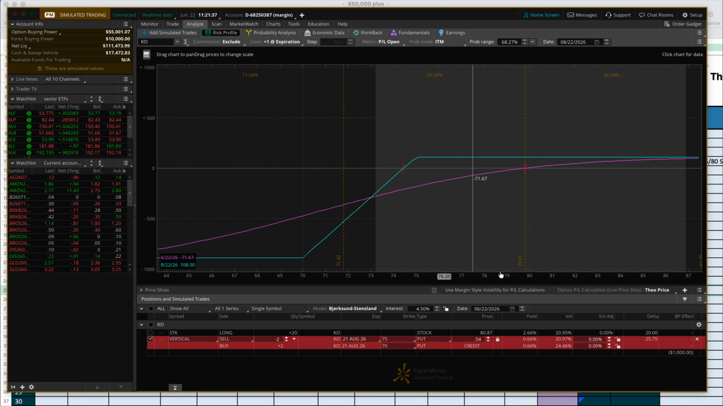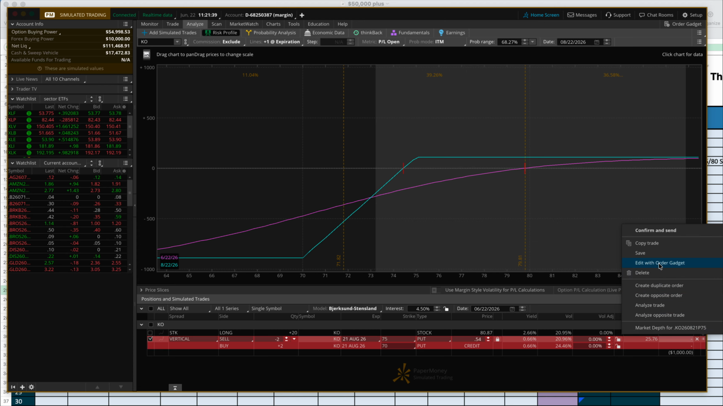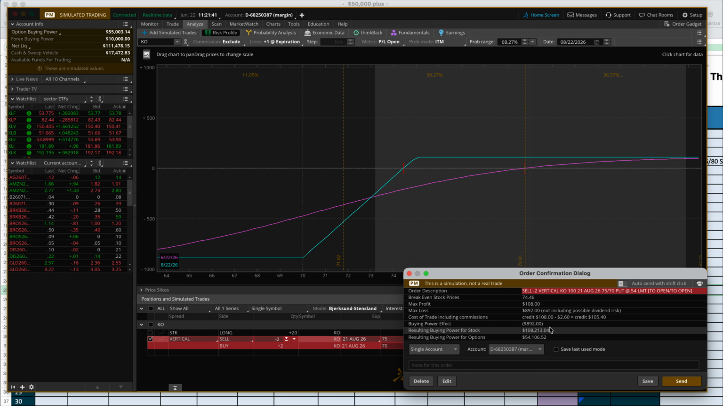Maximum loss is that. If I go and click confirm and send, you can see my buying power. It only takes $892 in my account, compared to if I just sold a straight put at 75, I'd have to have $7,500 in my account. So this is a way of limiting your risk, not using as much money. So making $100 on a basically $1,000 we're putting up. So 10% on our money for 2 months, not bad.